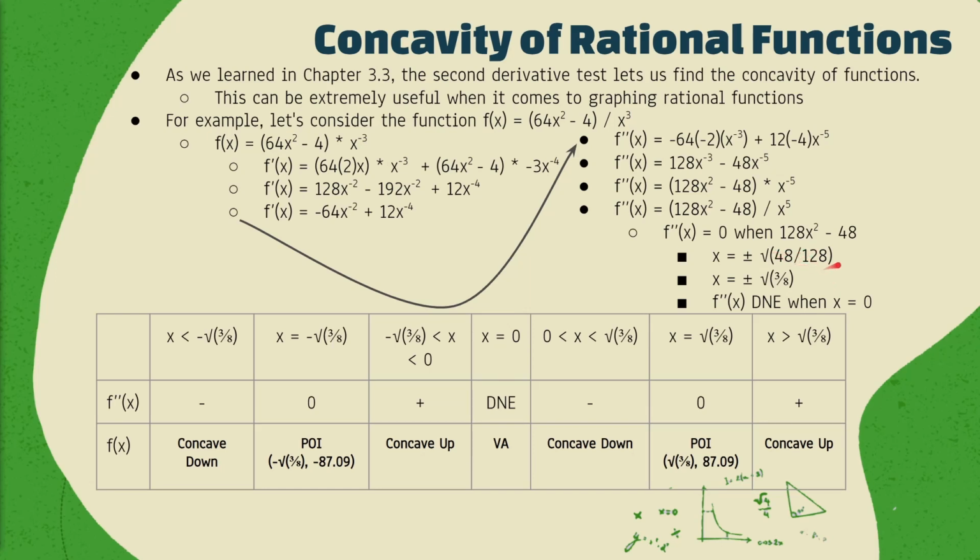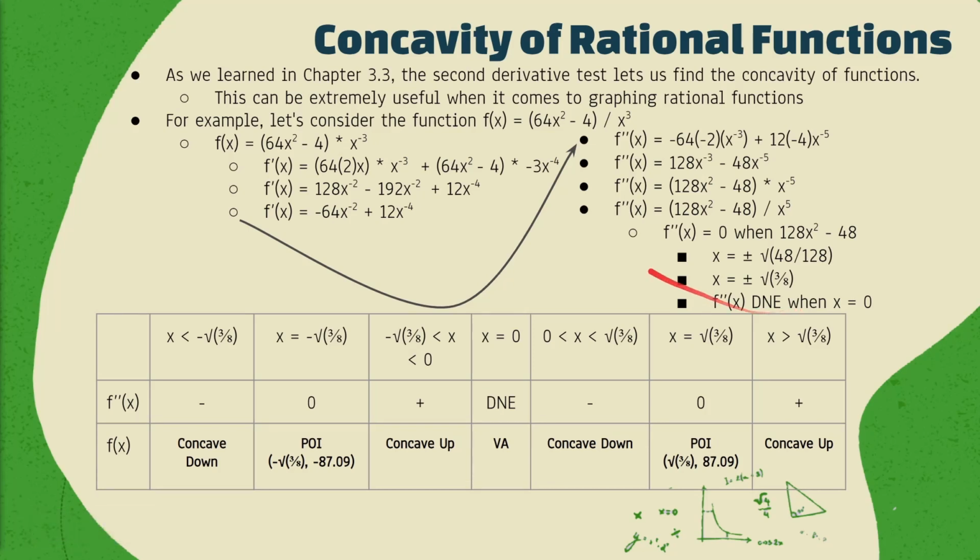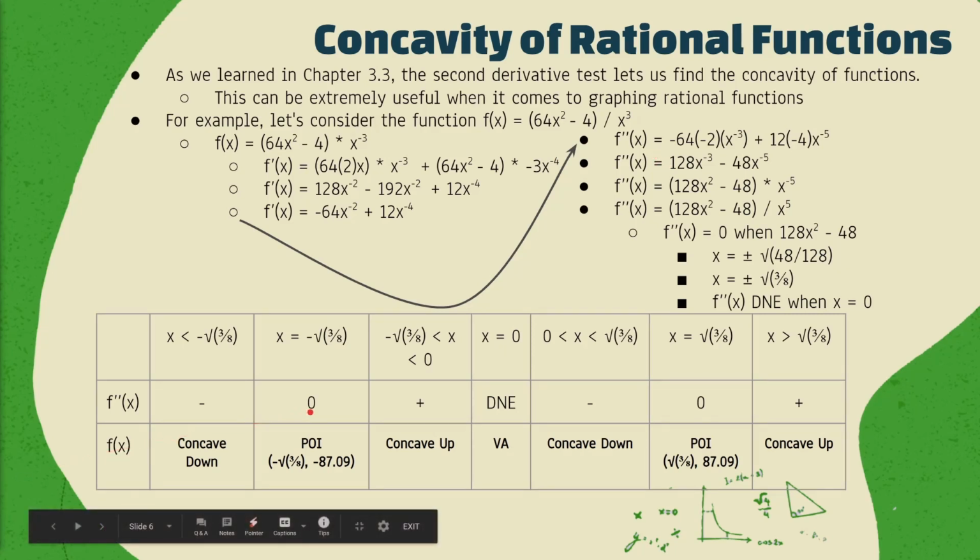48 divided by 128 actually simplifies to 3/8. We know that f double prime of x does not exist when x equals 0, since if it were to equal 0, then our original function would have 0 in its denominator, and that can't happen. So using that, we could actually create this interval chart here.